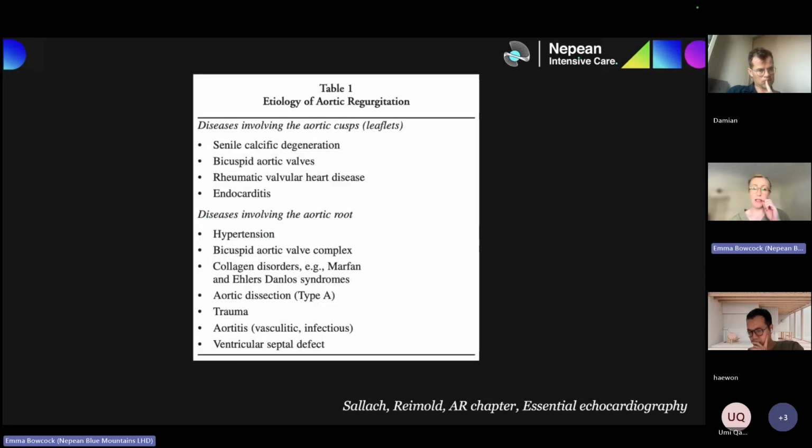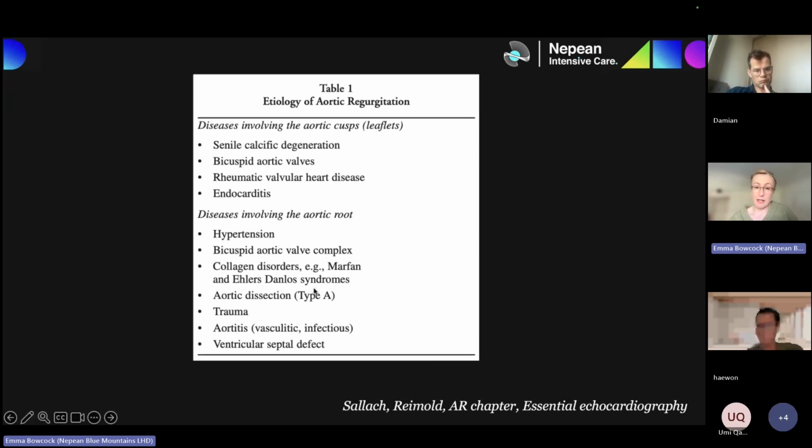So as I said, when we think about aortic regurgitation and the mechanism or the etiology of that, we need to think about the cusps, which can be degenerated, bicuspid, maybe you've got rheumatic heart disease or a big vegetation on it like endocarditis, or it can be a disease that's affected the aortic root. And we'll go through the different types, but usually the things that cause acute severe AR tend to be dissections. Obviously, other things can cause it too.